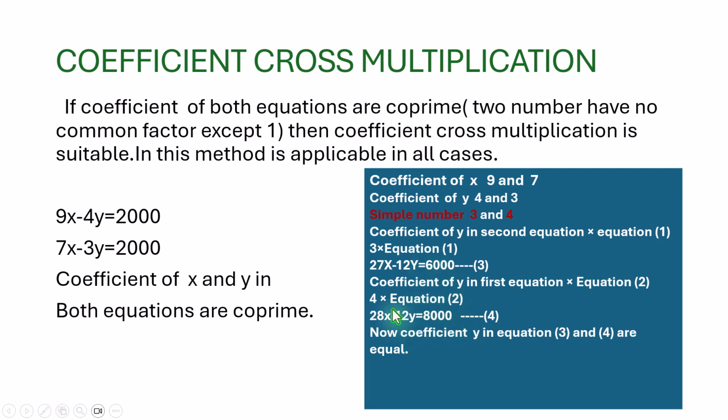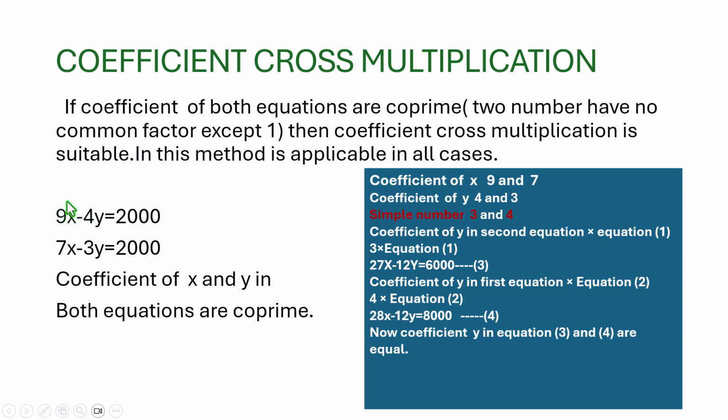Now see, the coefficient of y in both equations are equal. Here subtraction, or addition, then y variable can be eliminated, then get the x value, put the x value in any equation, then the y value is also obtained. This is the coefficient cross multiplication method.